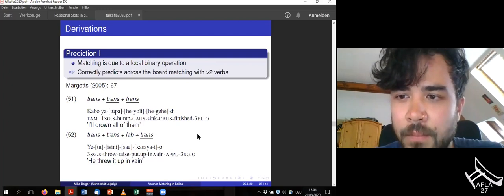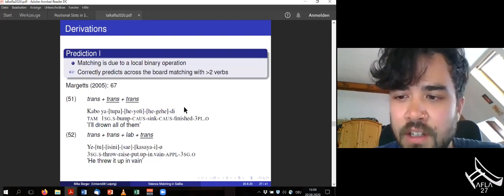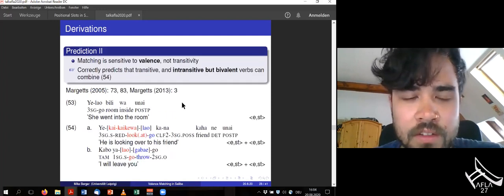as in 52. Okay. If matching, say, were simply the need for the final verb in the series to somehow license an object, we would only predict matching to surface on the final verb. Instead, we get it across the board.